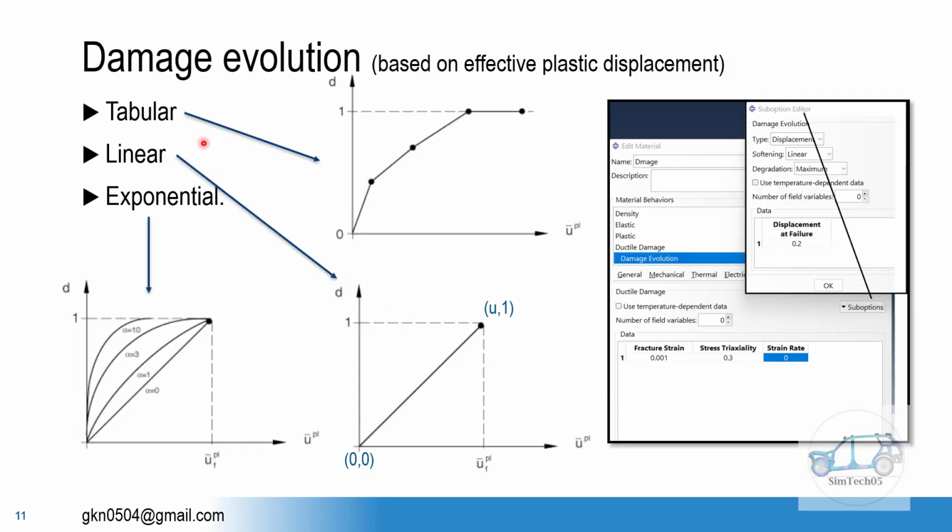Another way is the tabular form. Again, the damage parameter will start from 0 and end with 1. In between, instead of the linear form, you may have some different combination, which you may get from an experiment. If you have such a combination, you can define it. Similarly, if you have an exponential factor, you can define that exponential factor. So in this way, we have to define the damage evolution law.